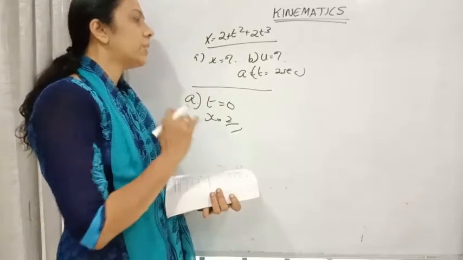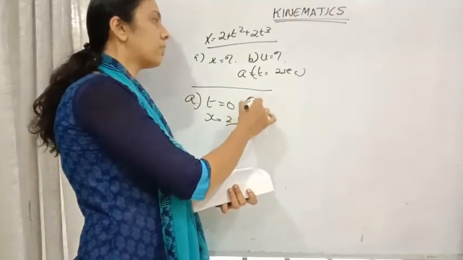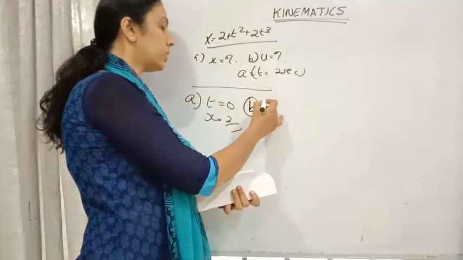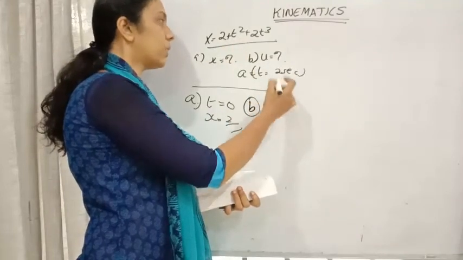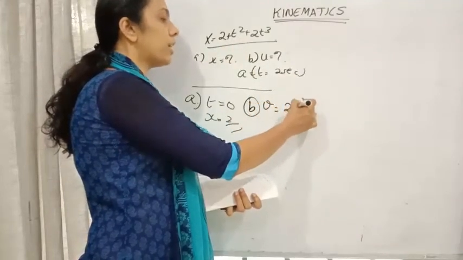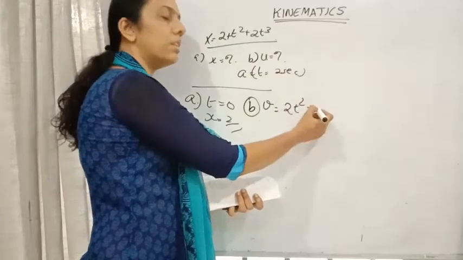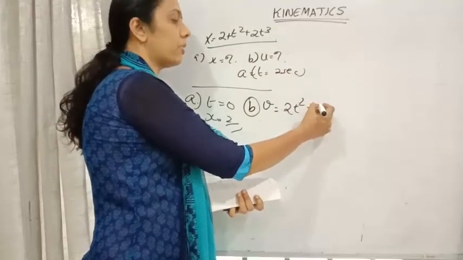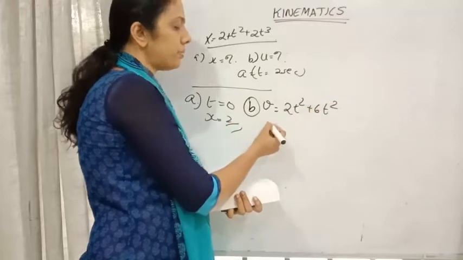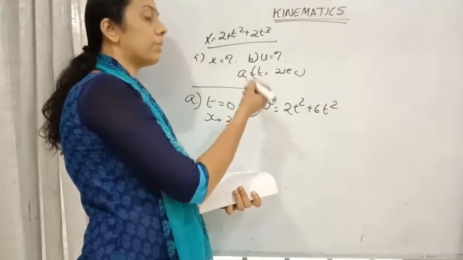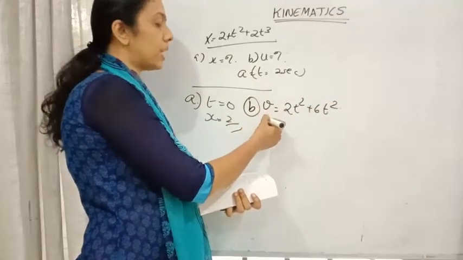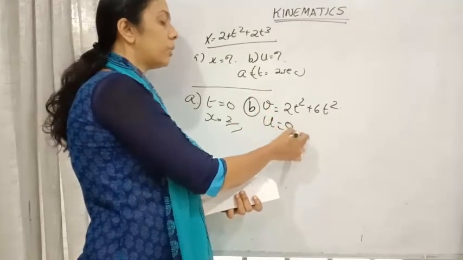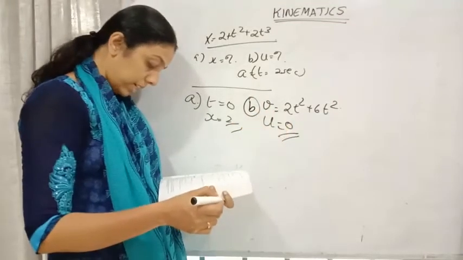Next is the initial velocity. For initial velocity, first we can find the velocity of the particle. Velocity equals 2t plus, t cube means 3t square, therefore 6t square. Okay, initial velocity. Initial velocity means when time t equals 0. Therefore the velocity will be equal to 0 at that time.